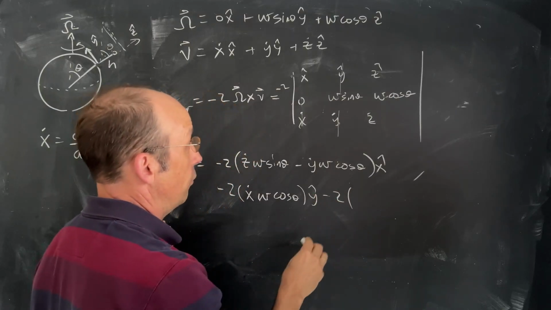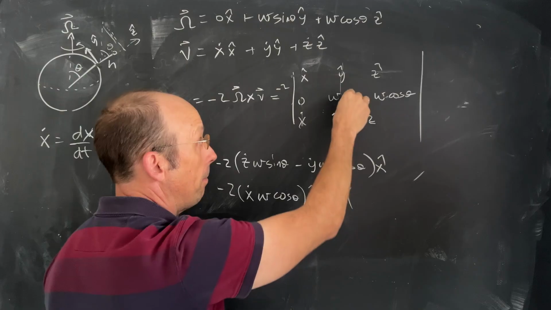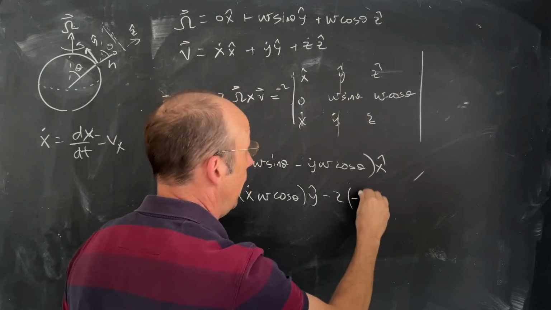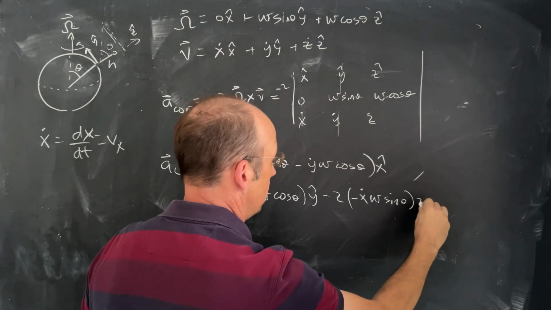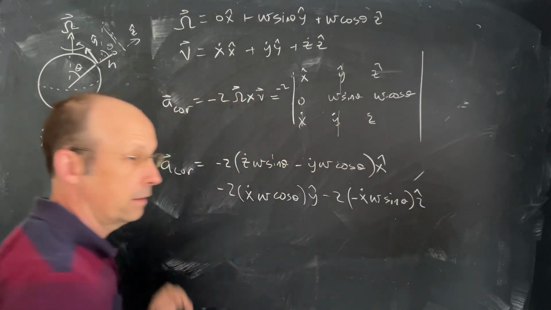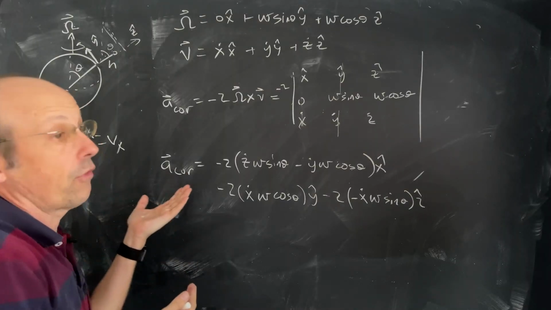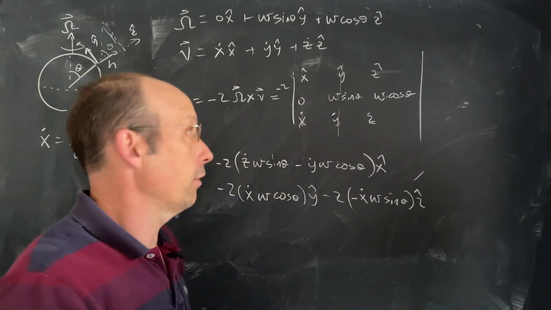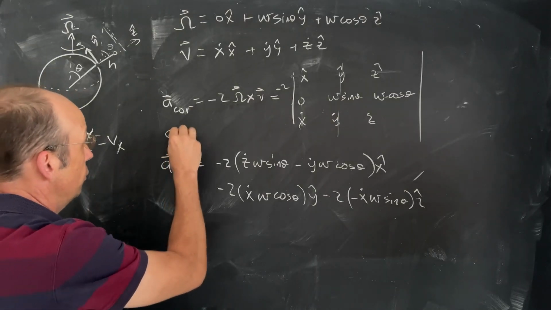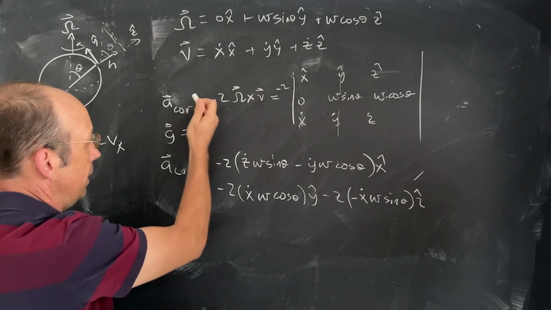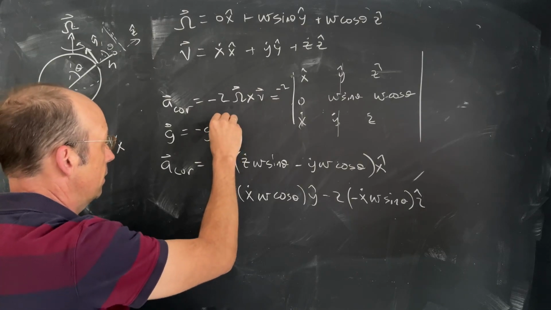And then finally I have negative 2 times the z hat direction. Here I get 0 times y dot minus this times that, so minus x dot omega sine theta, z hat. So now I have my acceleration due to the Coriolis force. And then I have my acceleration g, which I'll just put as negative g z hat.